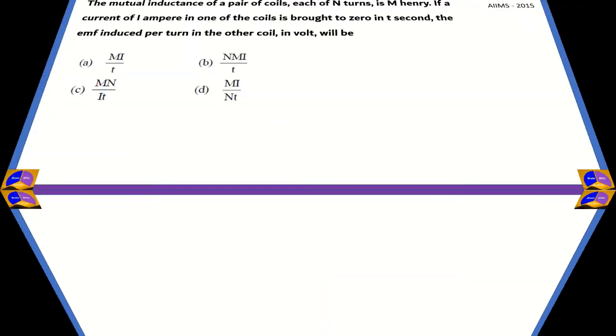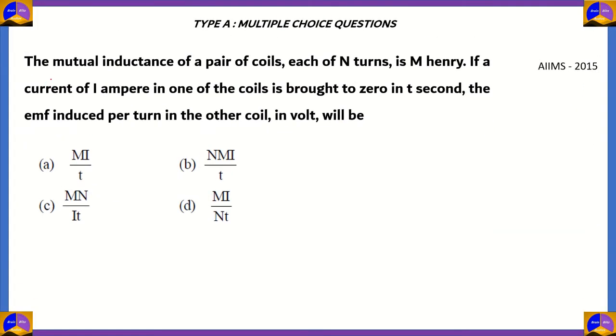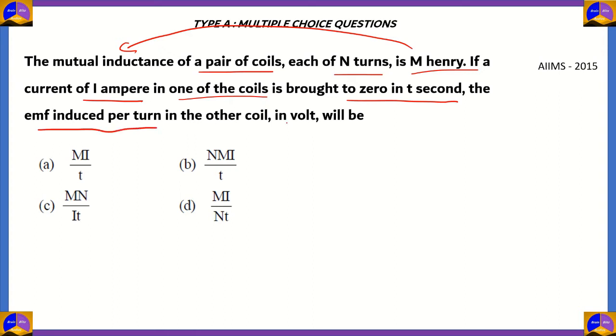Let's look at our next question. The mutual inductance of a pair of coils, each of n turns, is M Henry. If a current of I amperes in one of the coils is brought to 0 in t seconds, the EMF induced per turn in the other coil will be, and we need to find this out in the standard unit, volts. So, how do we solve this question?